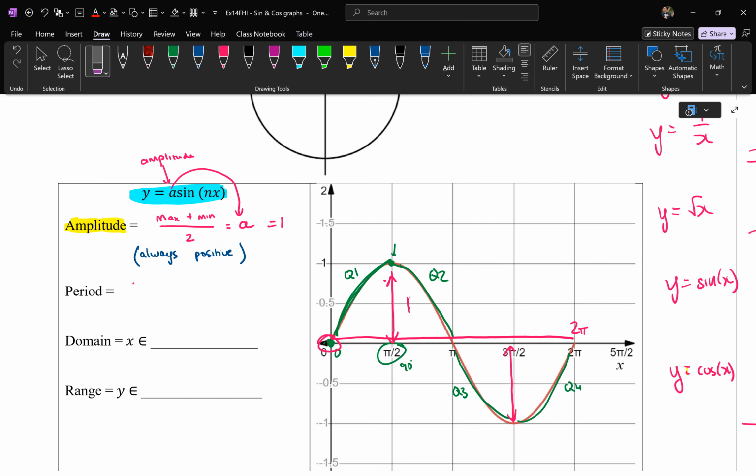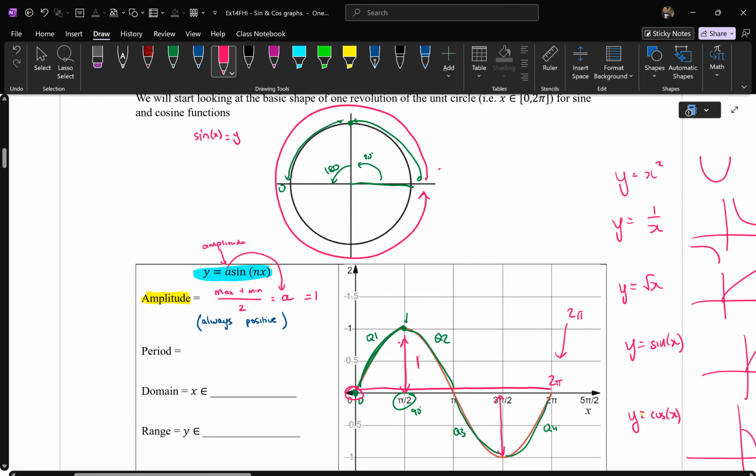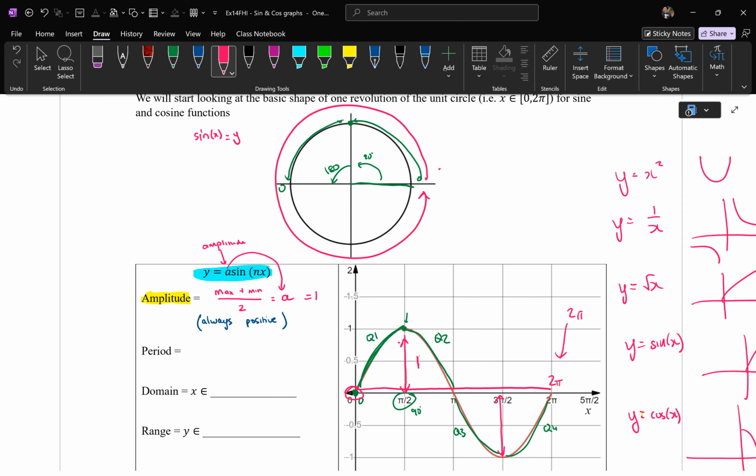Now, how do you work out the period? Well, clearly in this example, it is 2 pi, because it takes 2 pi distance to make one revolution. So starting from 0, I had to go 2 pi distance to make one revolution. And then you do it again, and then you do it again. So each one draws a cycle. So your period is normally 2 pi. But what changes that?